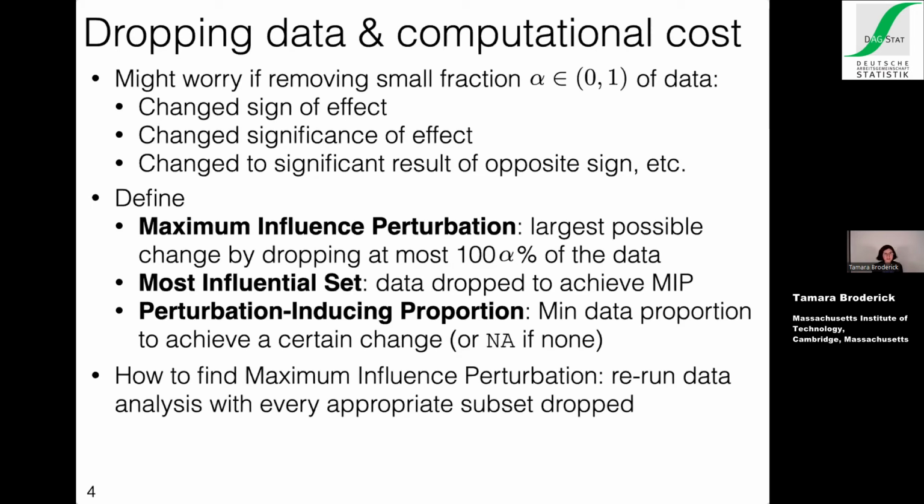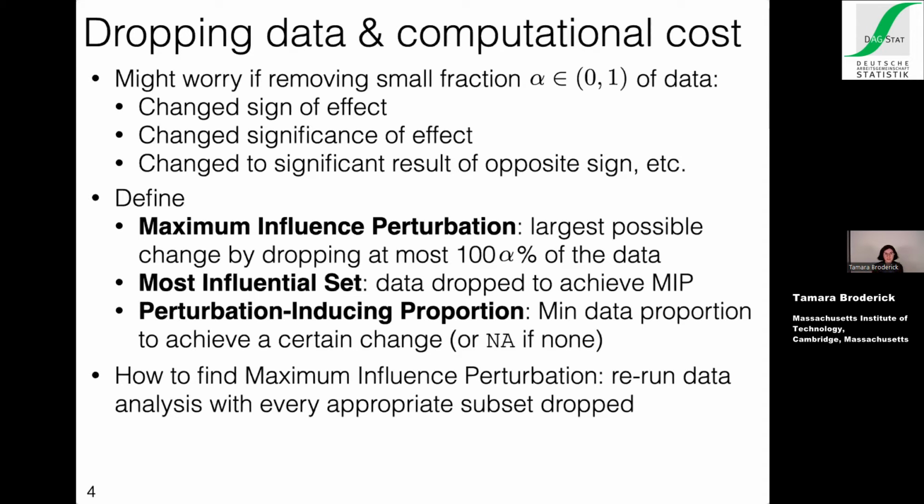So then our question becomes, how can I calculate these quantities? So in particular, for instance, how could I find this maximum influence perturbation? Well, here's an idea. I could just rerun my data analysis with every small fraction drop.